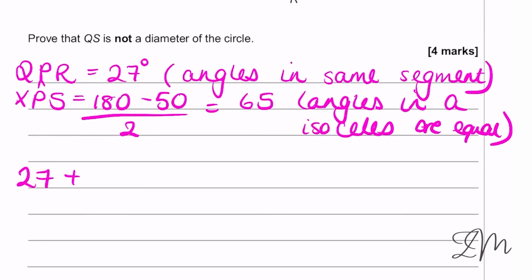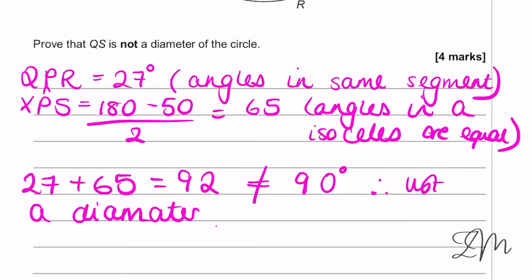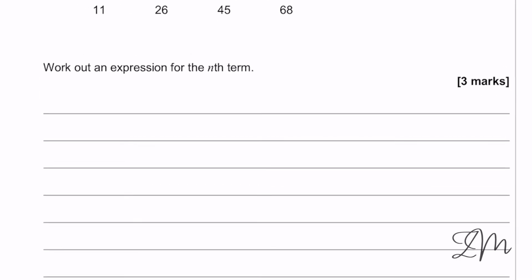So we'd say 27 plus 65, what does that equal? It equals 92, which is not a right angle. So it's not 90 degrees, therefore not a diameter. Those 3 dots mean therefore. Because when you've got a diameter, the angle that it goes through in a circle is always a right angle.